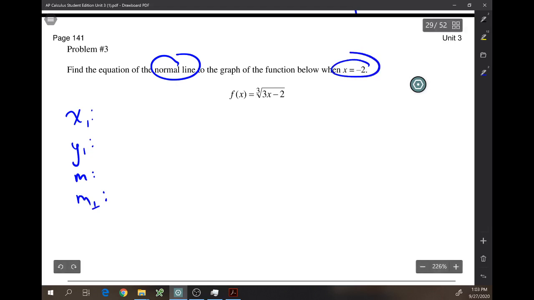So when x is equal to negative 2. For y1, we're going to just plug in f of negative 2. Cube root of 3 times 2 minus 2. And that's the cube root of 4.